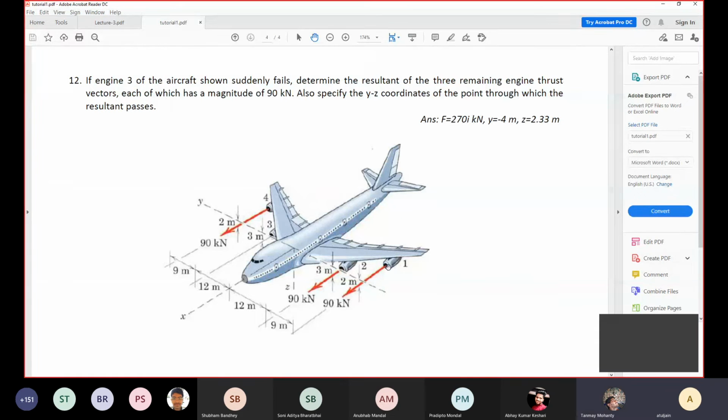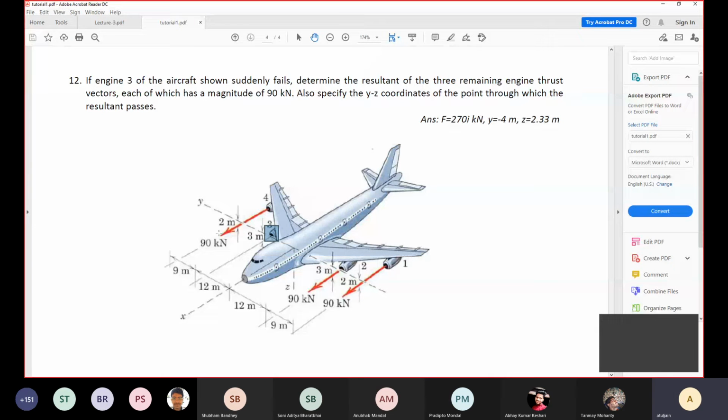Now this aeroplane had four engines: engine 1, engine 2, engine 3, engine 4. Suddenly engine 3 stopped working. So this engine is not working. So now in this aeroplane you have three thrusts of 90 kilonewton each from engine 1, engine 2, engine 4.